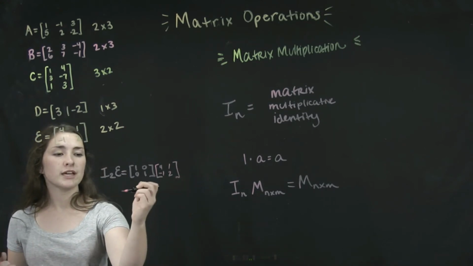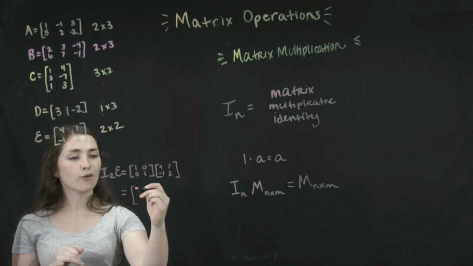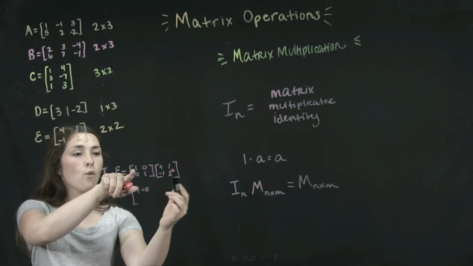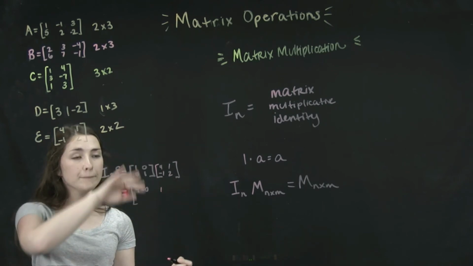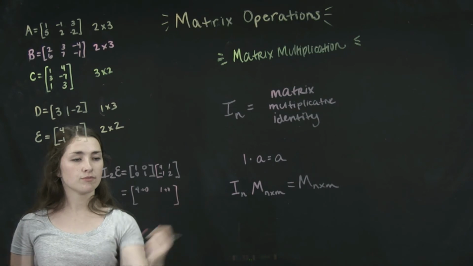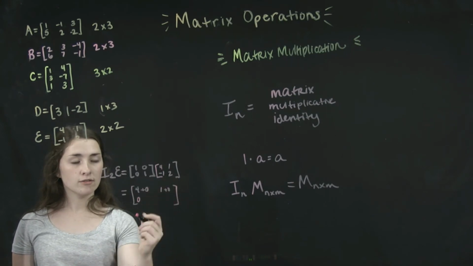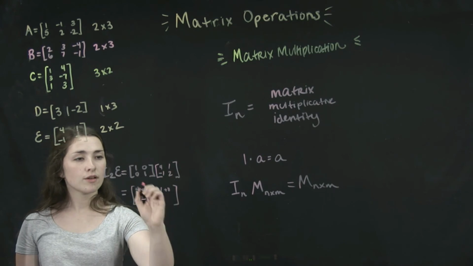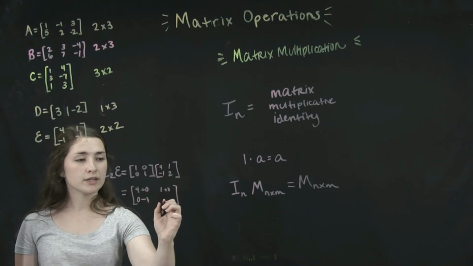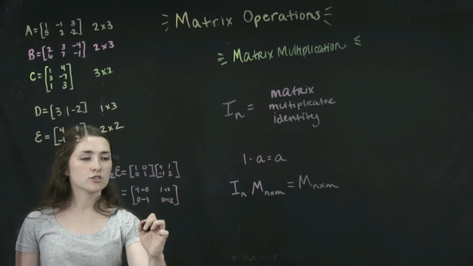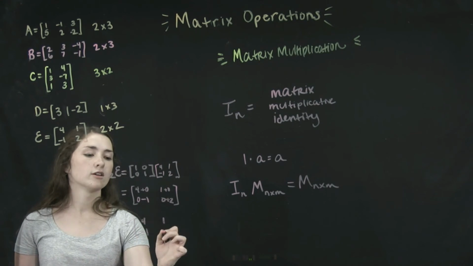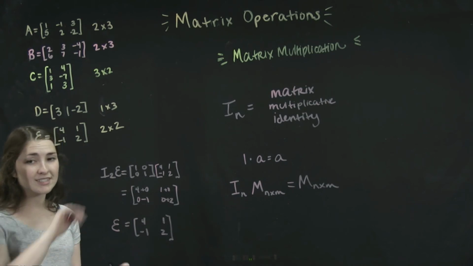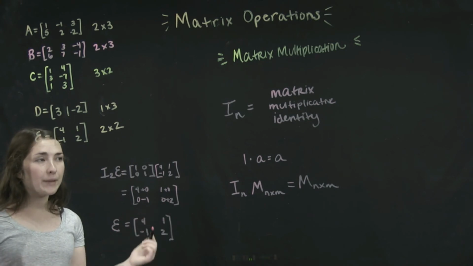So now we just do our matrix multiplication that we just learned. So 1 times 4 is 4, plus 0 times negative 1, which is just 0. 1 times 1, which is 1, plus 0 times 2, which is just 0. And then 0 times 4, which is 0, plus 1 times negative 1, just negative 1. And then 0 times 1 plus 1 times 2, so 0 plus 2. So then we'll see here this is just 4, 1, negative 1, 2. And then we've got an E back out. So we see here that the identity matrix times E is just going to give us E. So that's why it's called the matrix multiplicative identity.